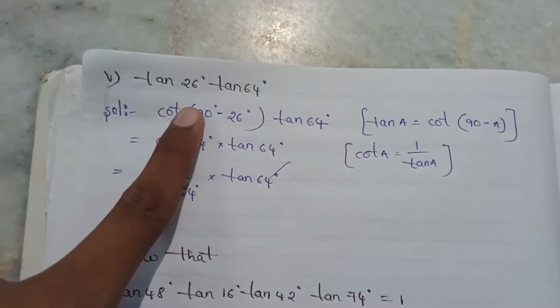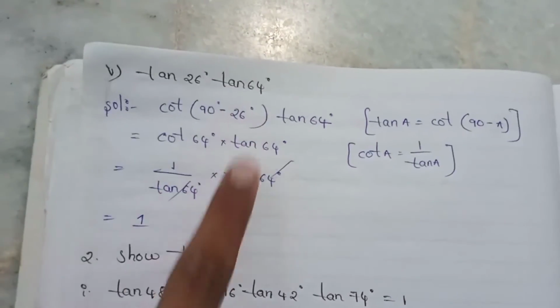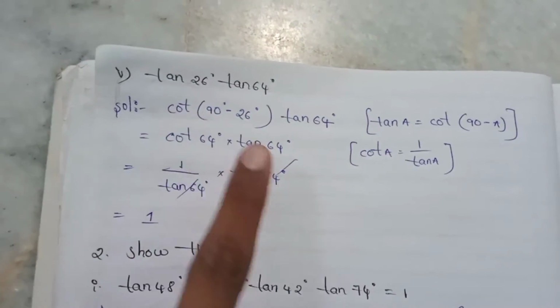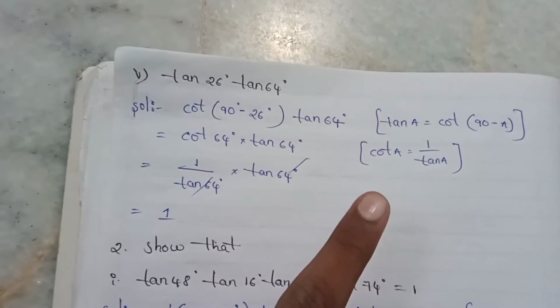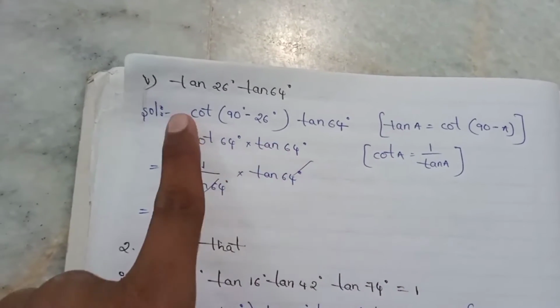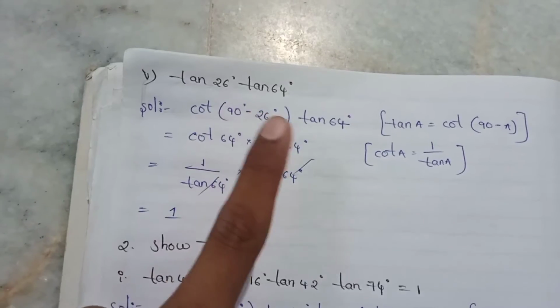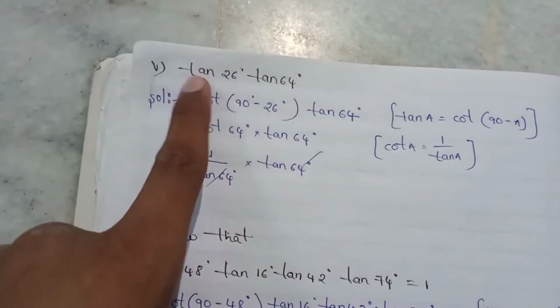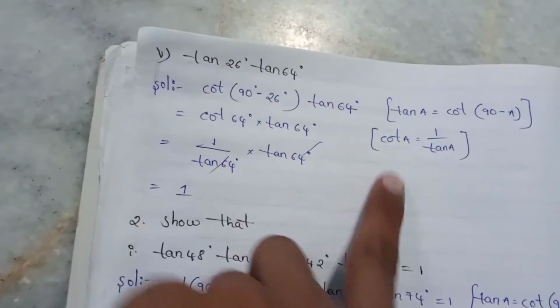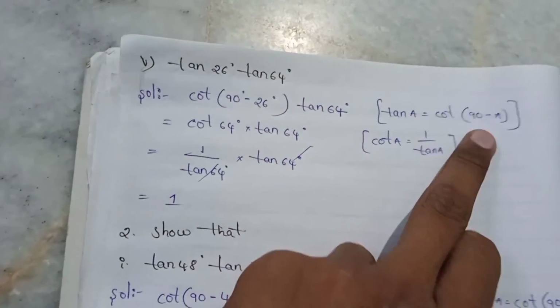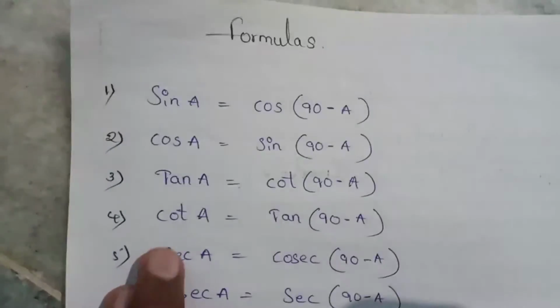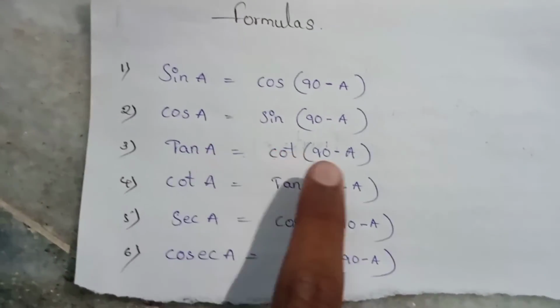Next, fifth one: tan 26 degrees times tan 64 degrees. First of all, you have to use the first type of formula, then the second type of formula, but both must be equal. First, tan A is equal to cot (90 minus A). See here, tan A is equal to cot (90 minus A).